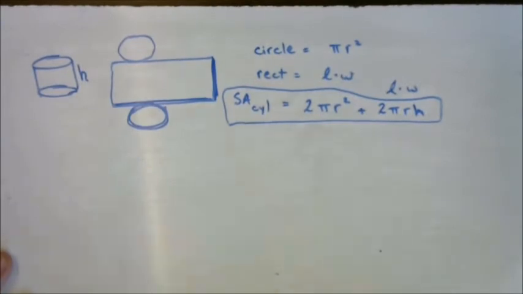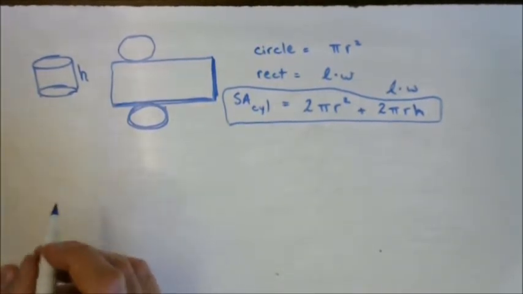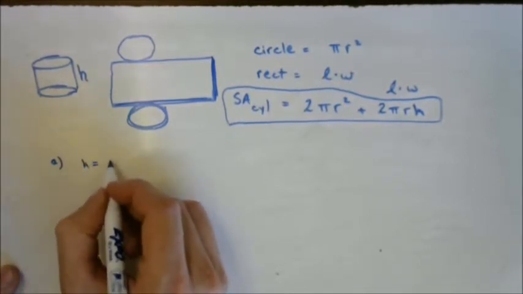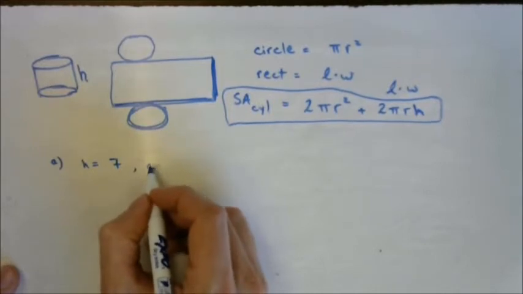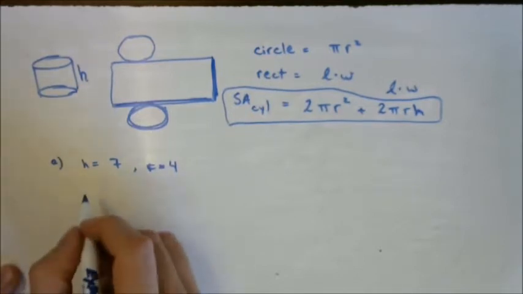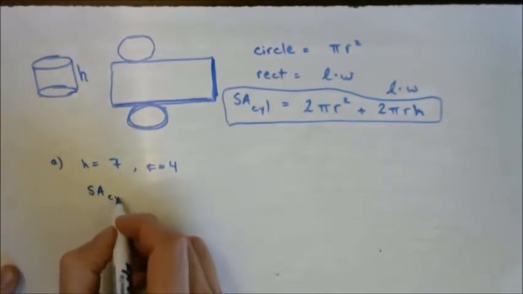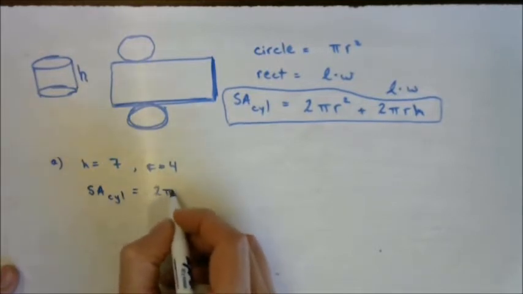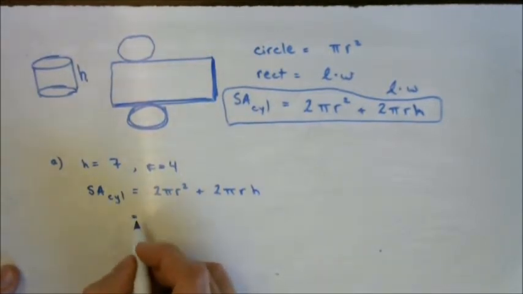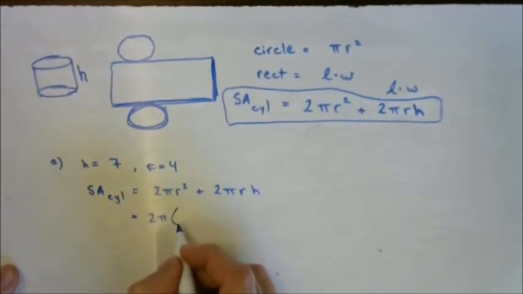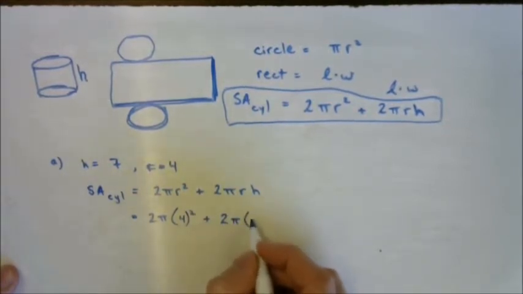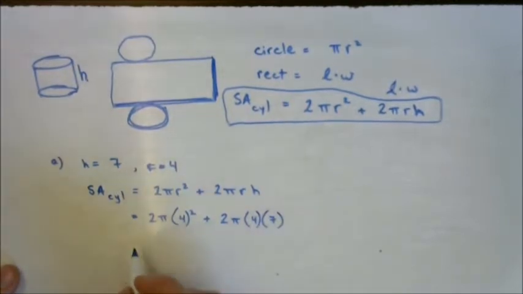Alright, let's quickly apply that formula to the diagrams that you have there. In A, you have a diagram that has a height of 7 and a radius of 4. Alright? Let's plug it in. So the surface area of the cylinder equals 2 pi r squared plus 2 pi r h. Sub in what we know. 2 times pi times r squared, which is 4 squared, plus 2 times pi times r, which is 4, times h, which is 7.